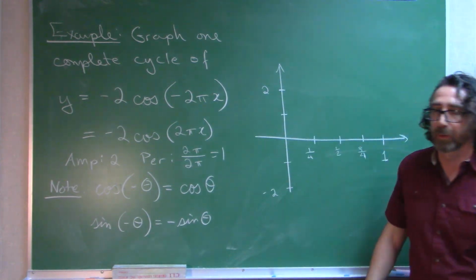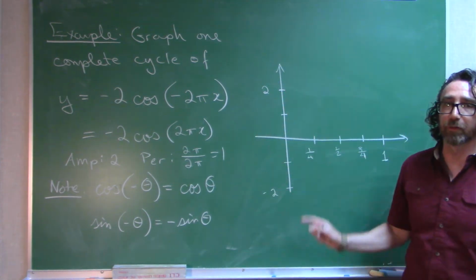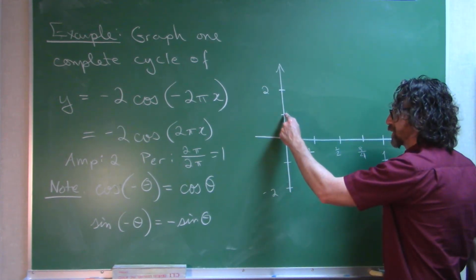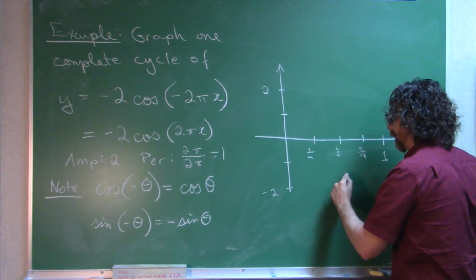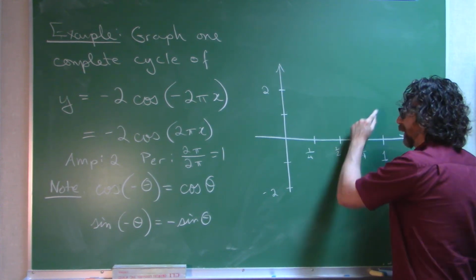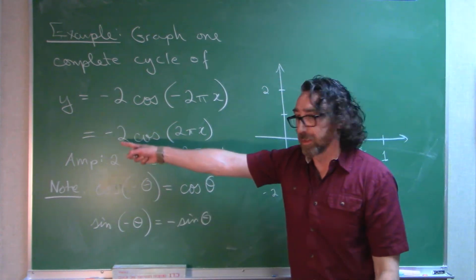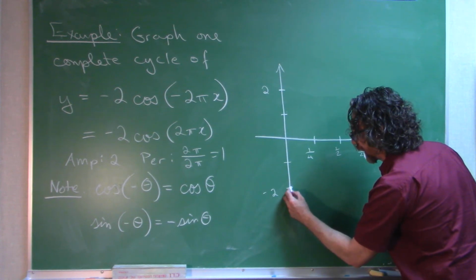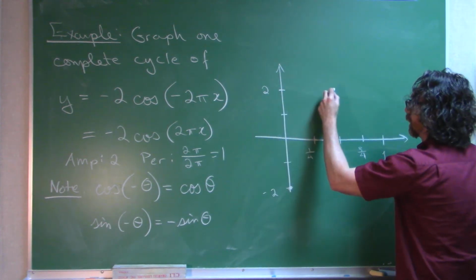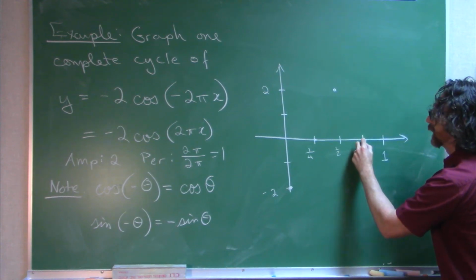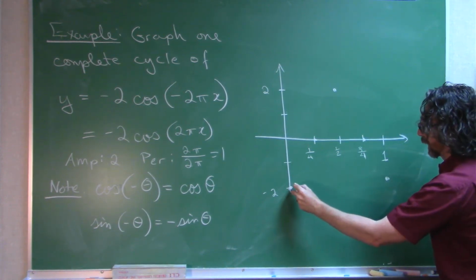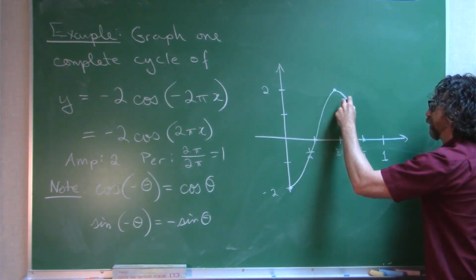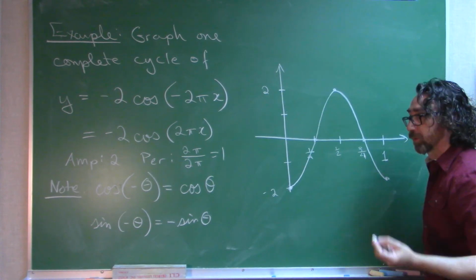Amplitude 2 means I'm going to be going a maximum distance of 2 from my midline. Now ordinarily cosine starts up here, goes to the midline, down to the bottom, back to the middle, and then up. There's a negative out front. That means the whole thing is flipped vertically. So I start here, at the bottom, to the midline, up top, back to the midline, and then down here. Connect these guys with our nice smooth curve, and we got our graph.